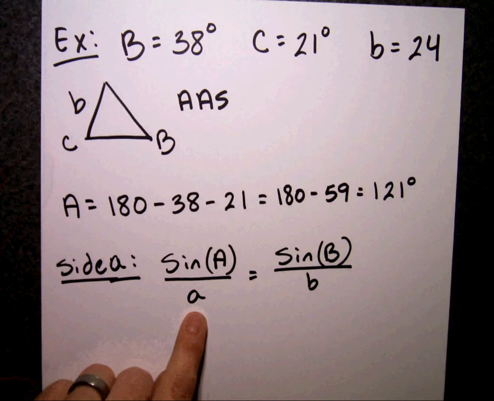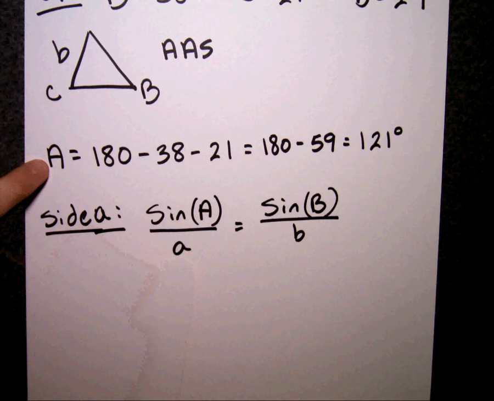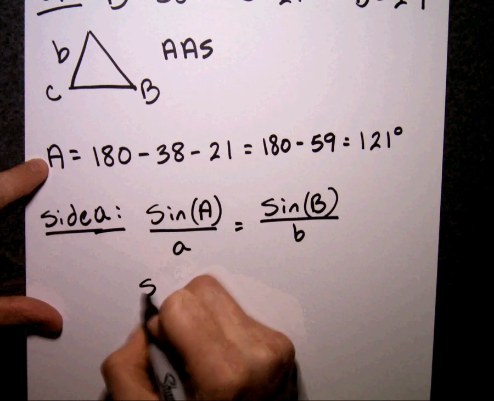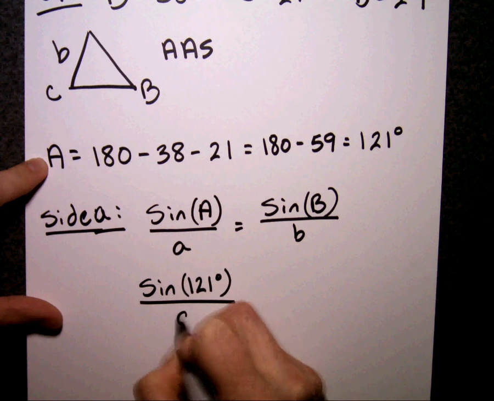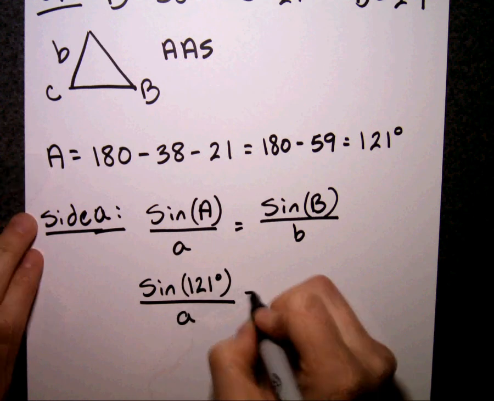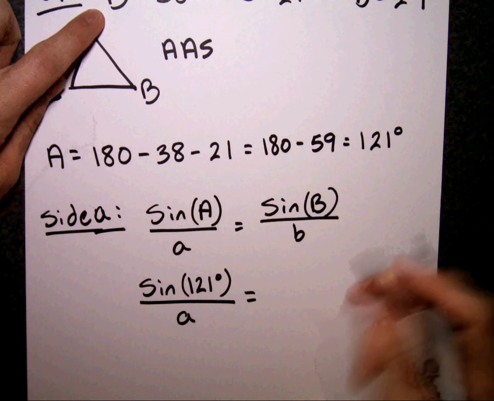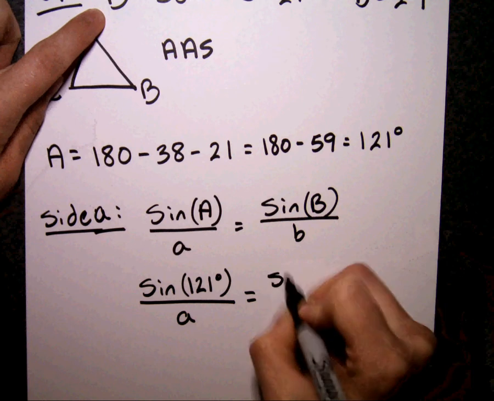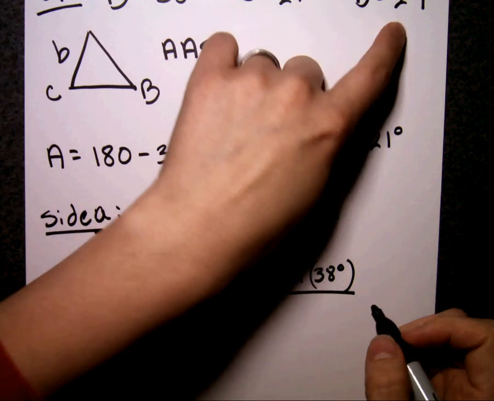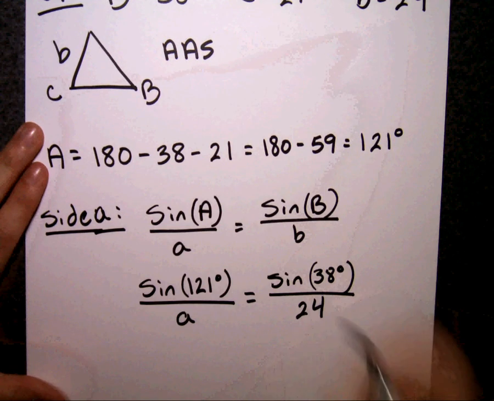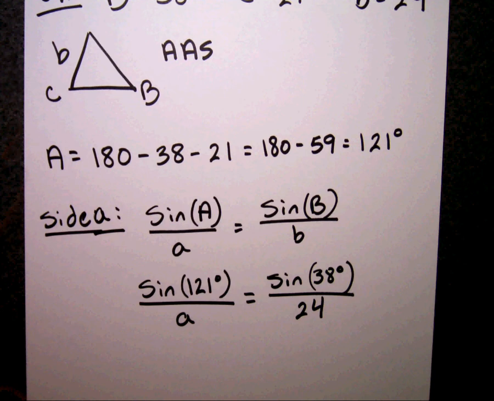So we found angle A is 121, so I have sine of 121 degrees divided by A, what we're looking for, equals sine of B, which is 38 degrees, so sine of 38 degrees, divided by, I know that side B is 24. So I can figure out what all these values are first, or solve my equation first. Grab a calculator real quick.